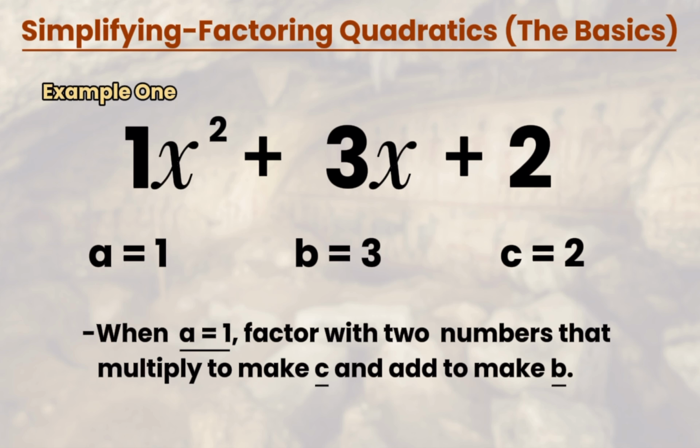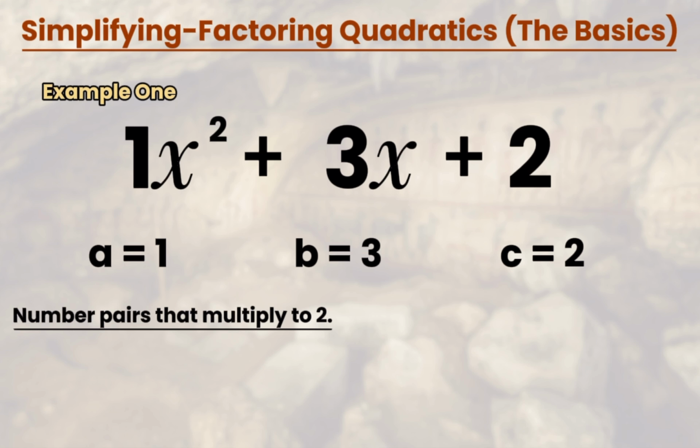So, let's look at number pairs that multiply together to give 2. In this case, the number pairs are 1 and 2, and -1 and -2. When each number pair is added together, you will find that 1 and 2 add to give us b, which is 3. Now that you have your numbers, what's next?